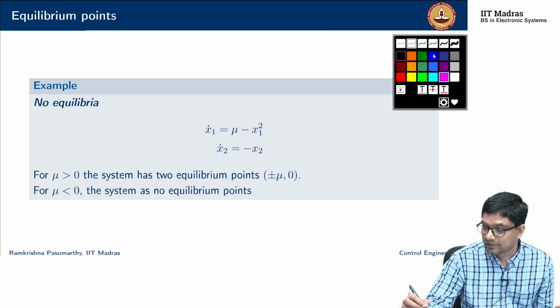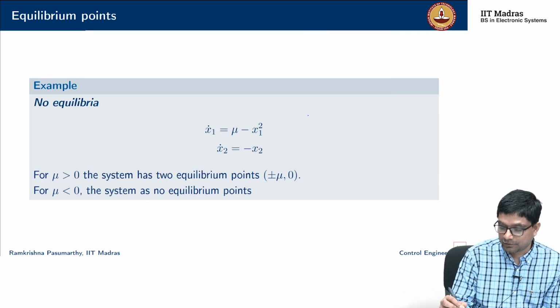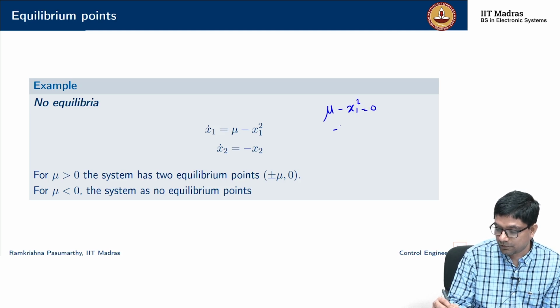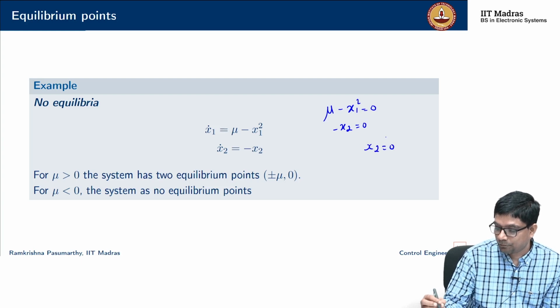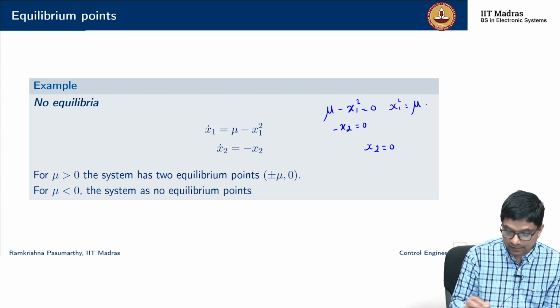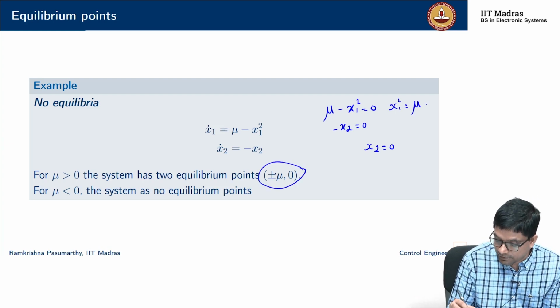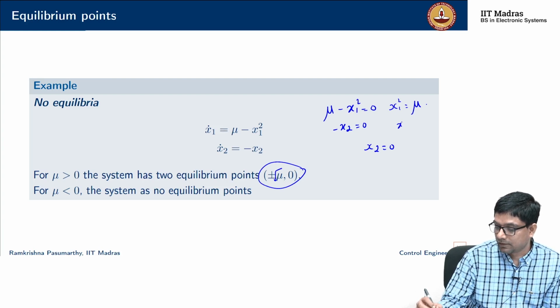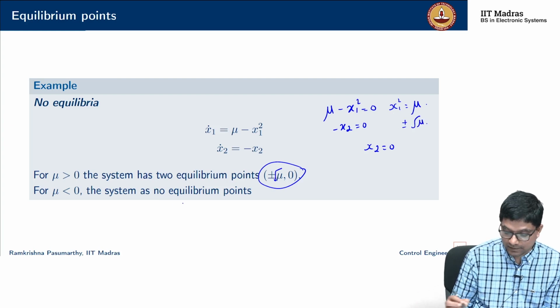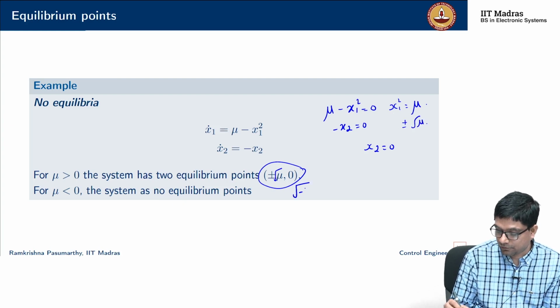Let us look at this example. Equilibrium can be found by mu minus x1 square equal to 0, minus x2 equal to 0. The second one is fine, so I have x2 equal to 0. What happens to the first equation? I have x1 square equal to mu. For mu greater than 0, I am fine. It should be the square root of mu. I have equilibrium points at plus minus square root of mu. For mu less than 0, I cannot define the square root of, let us say, mu equal to minus 1. I cannot define this.